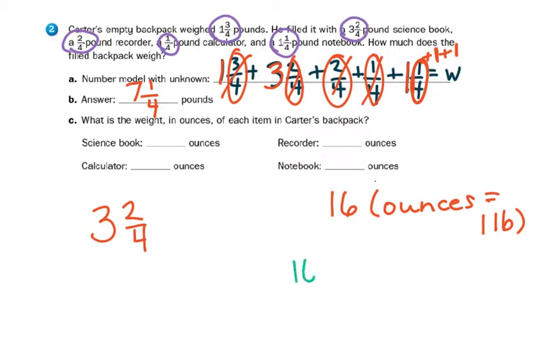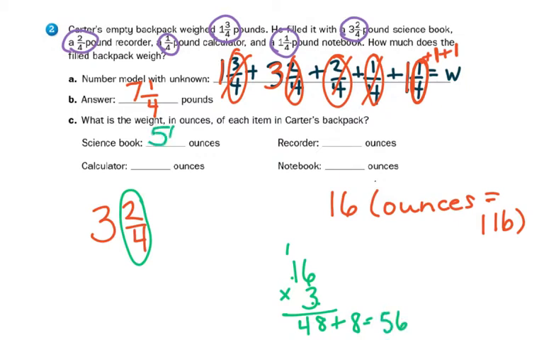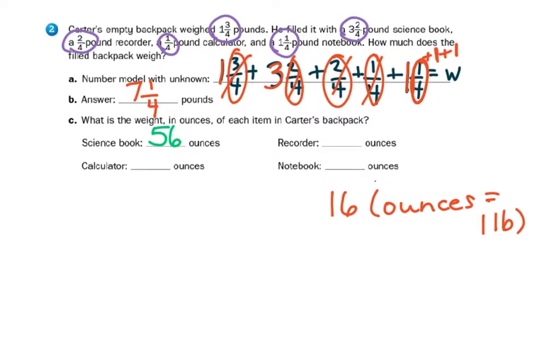So if I take 16 times 3 pounds, 6 times 3 is 18, carry my 1. 3 times 1 is 3 plus 1 is 4. 48 plus 2/4, which is the same as a half of a pound, and we know that a half of a pound would be 8 ounces. 48 plus 8 equals 56 ounces. So the science book is 56 ounces. I'm going to erase that just to keep that from confusing me for the next problems.